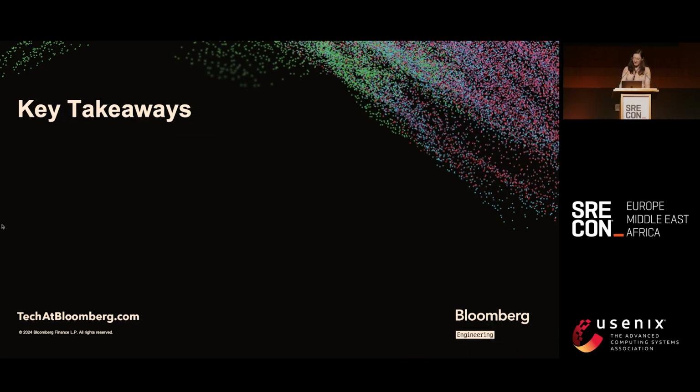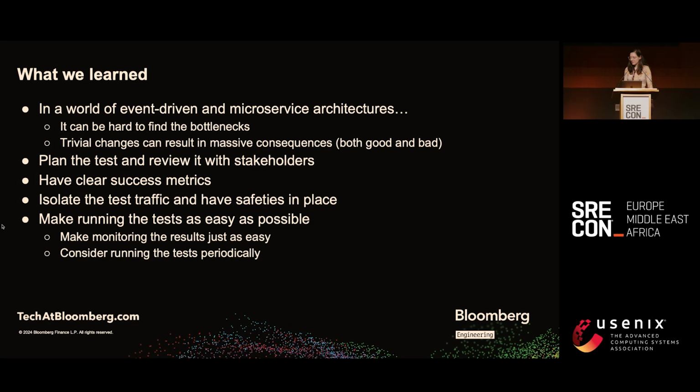But what did we learn from this? Well, first of all, we learned that in a world of event-driven, complicated microservice architectures, it can be really hard to find your bottlenecks, but also trivial changes can result in massive consequences, both good and bad. So because it's so complicated, it's important to plan your test, review it with your stakeholders, have clear success metrics, and to do this safely, isolate the test traffic, or at least have safeties in place.